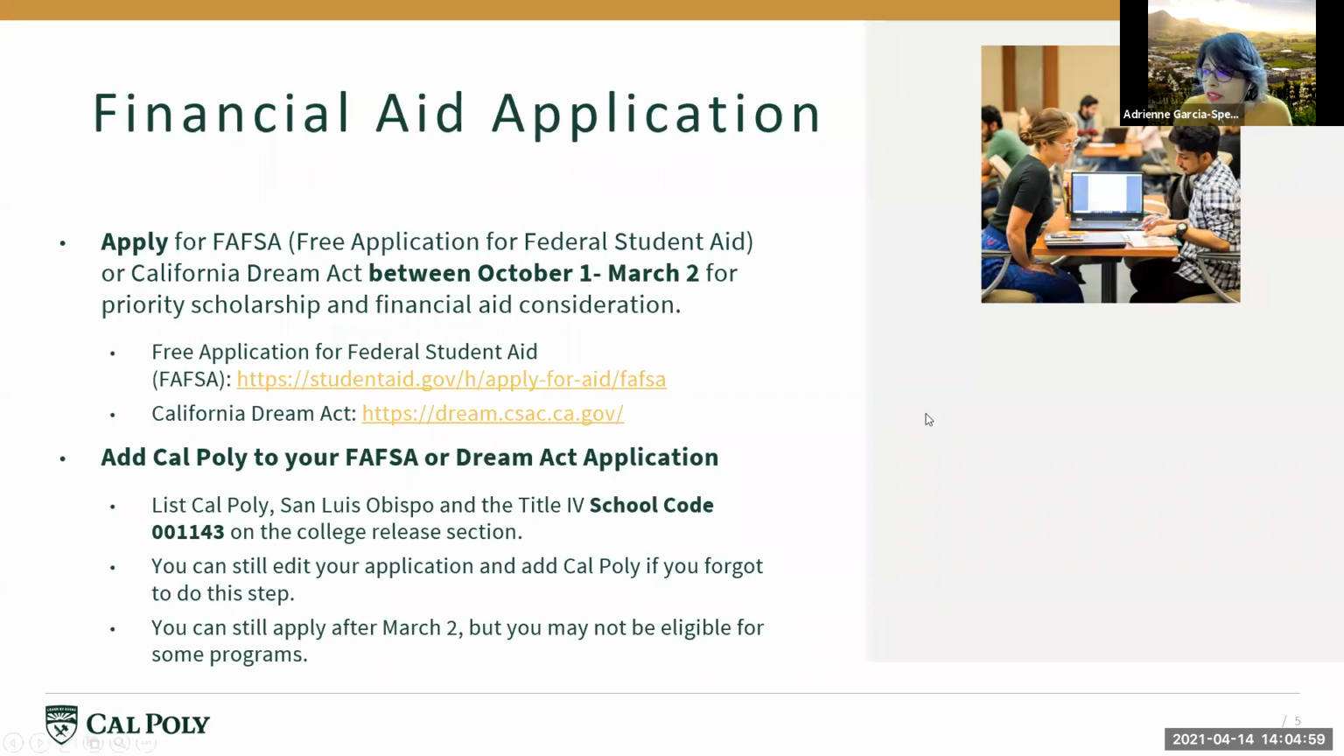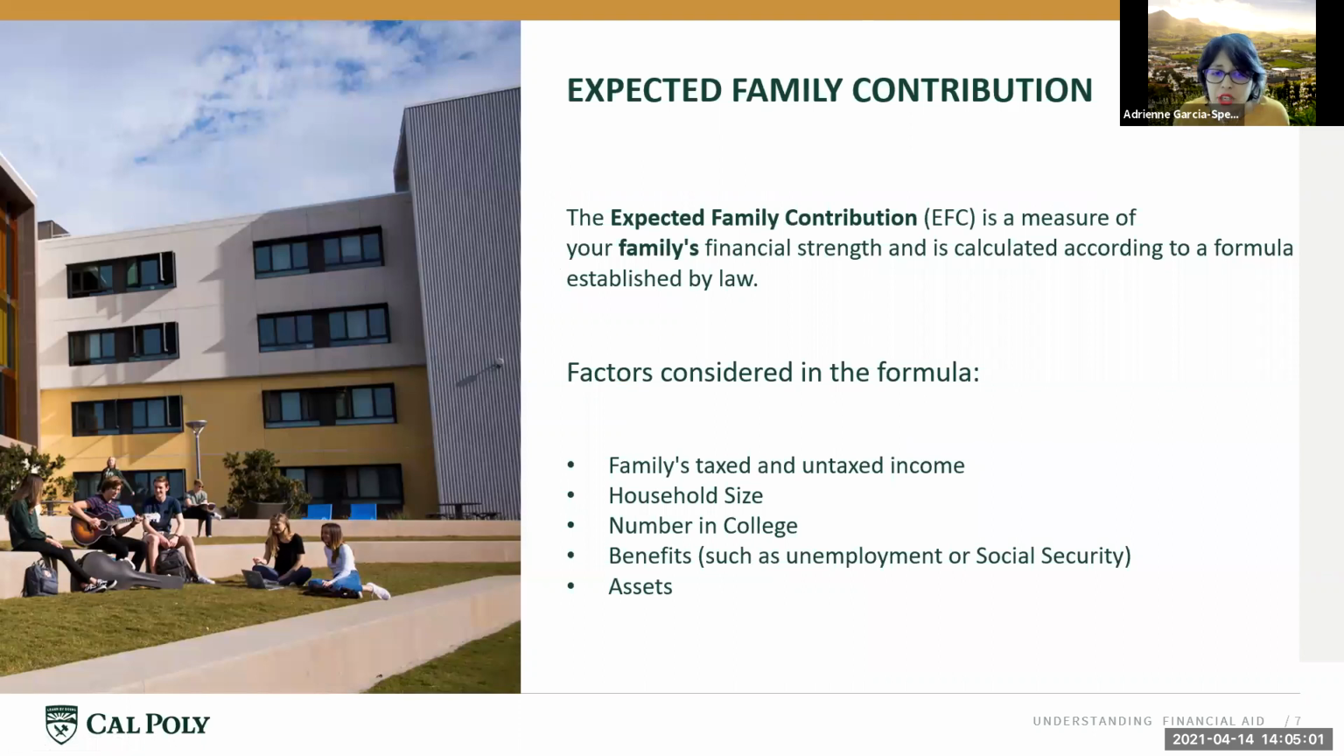You'll hear me talk about this EFC, this expected family contribution number, so let's talk about what that is. It's an index number that colleges use to determine how much financial aid a student is eligible to receive. It is not what you are being charged, and it's not what you're going to pay for school. Several factors are taken into consideration to determine a student's EFC, such as family income, household size, the number of people in college, and assets.